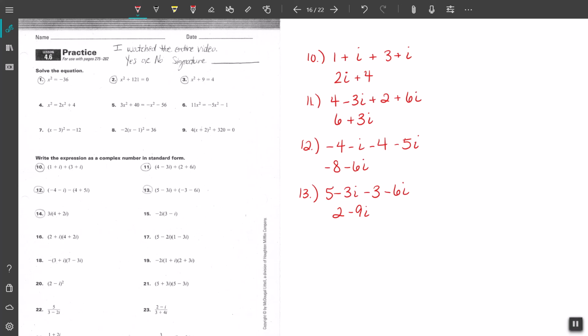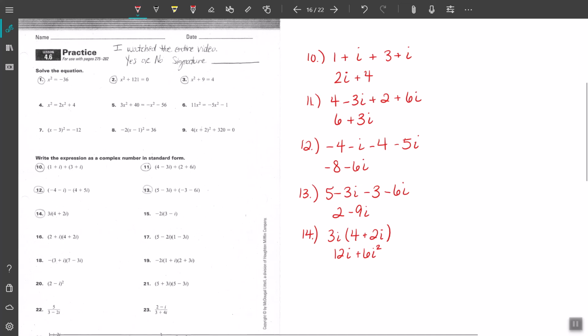Now 14 is going to require us to distribute. So just as we distribute real numbers, we're going to distribute that imaginary unit. 3i times 4, we are going to multiply the 3 and the 4 together to give us 12i. Then on 3i times 2i, we're going to multiply the 3 and the 2 to give us 6. And we're going to multiply i and i together to give us i squared. So right there you see that definition that we need to use for i squared.